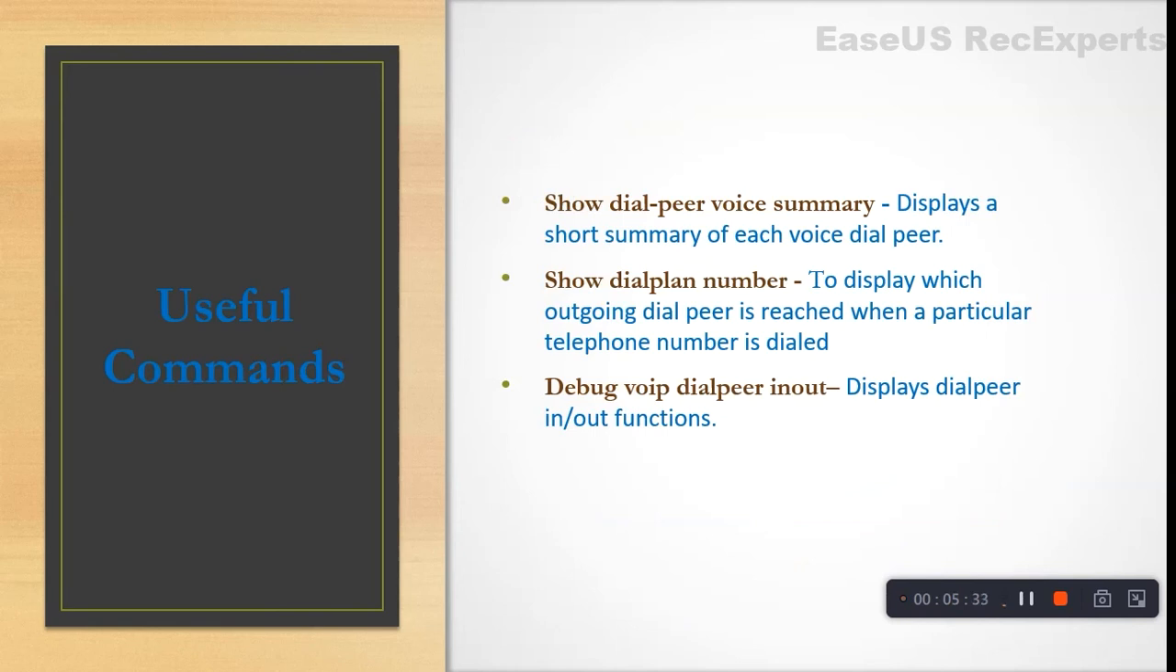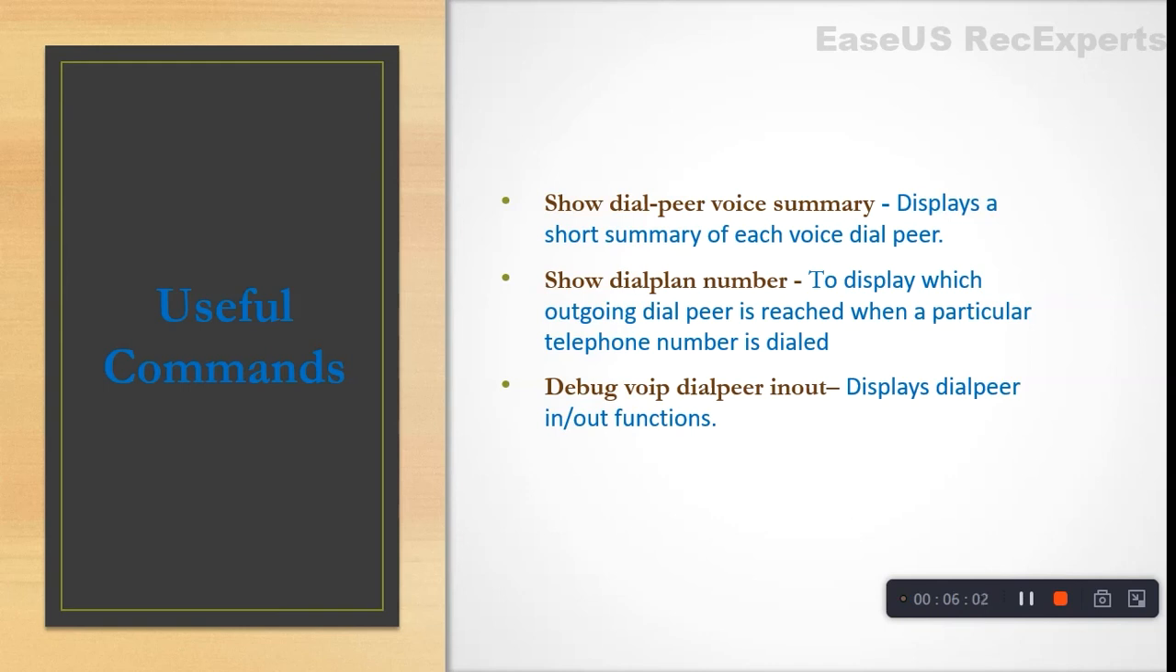Now, show dial pair number. This command is used to display or check which outgoing dial pair is selected or reached when a particular telephone number is dialed. This show dial pair number command can be used to check which dial pair will be selected if you dial a particular outgoing number, a telephone number. So these two are very important commands.